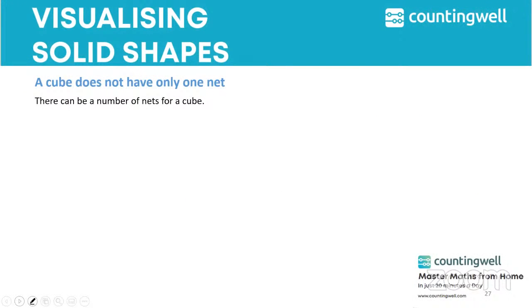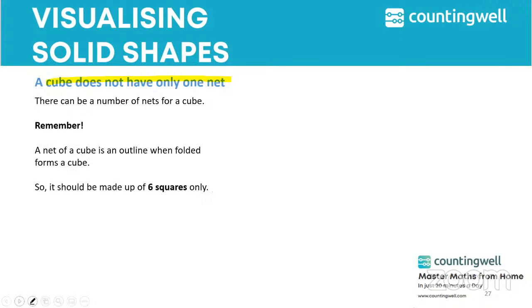Let us see some common mistakes from the chapter Visualizing Solid Shapes that a child may make. A cube does not have a unique net. It can have a number of nets. There are two conditions that should be satisfied for that. First of all, the net of a cube is an outline, and when folded, it should form a cube, and it should be made up of 6 squares only. If there is any one extra square, then it is not a net of a cube.